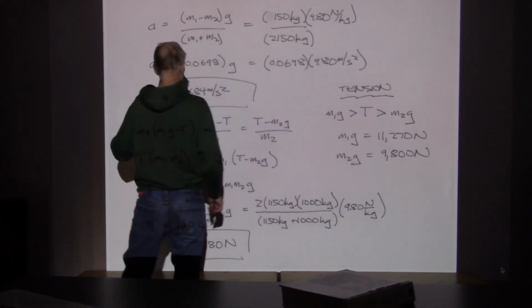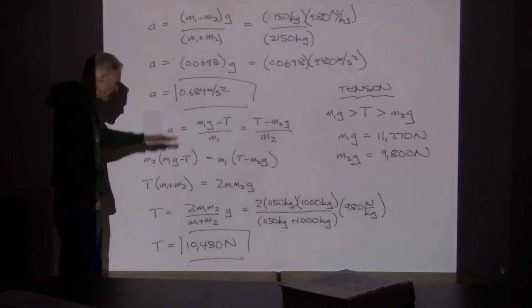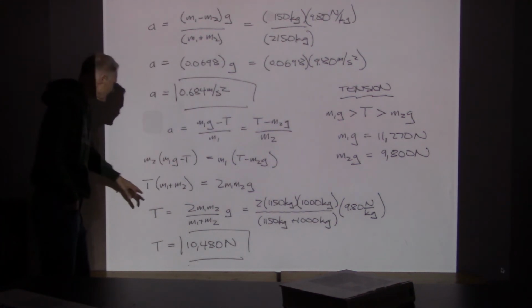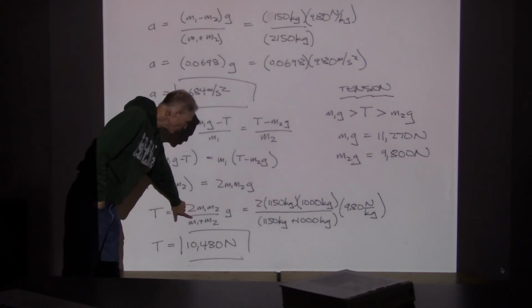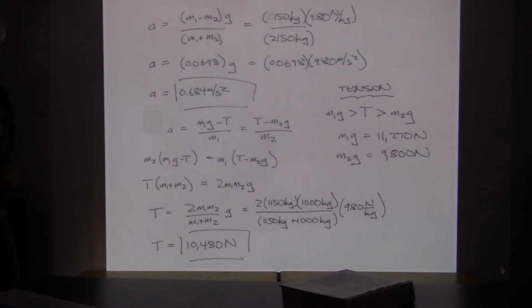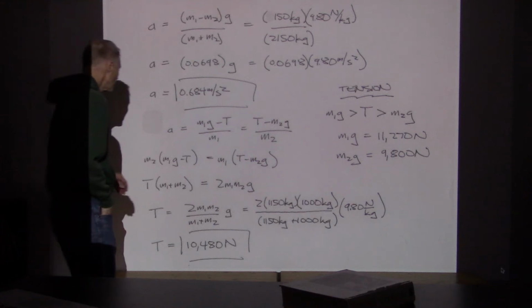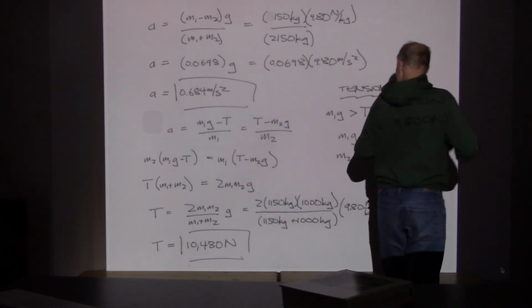So I set the two formulas up. I took the acceleration formulas, set them up, and then carried through the algebra. I ended up with a tension formula that is 2 times m1 m2 over m1 plus m2, times g. When I put all the numbers in and took a look at the units, I ended up with units of newtons, which we knew they had to be. And the number worked out to be 10,480 newtons.